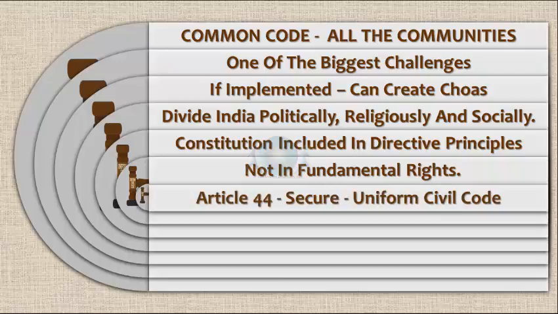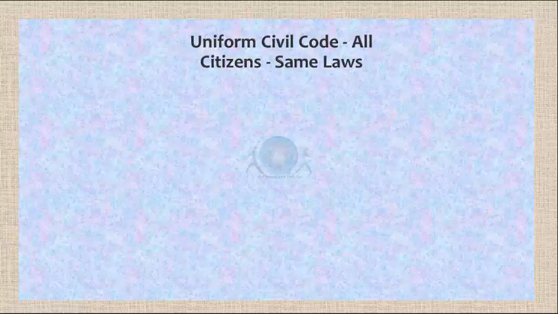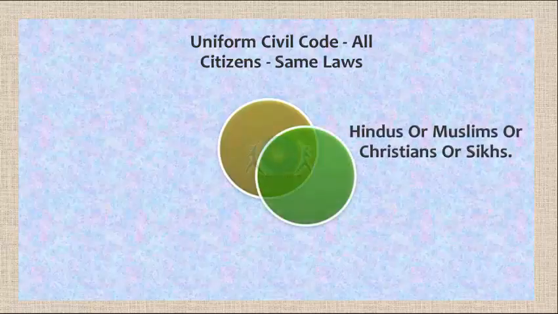Now, under the Constitution, Article 44 provides that the state shall endeavour to secure for its citizens a uniform civil code throughout the territory of India. A uniform civil code means that all the citizens of India have to follow the same laws whether they are Hindus or Muslims or Christians or Sikhs.